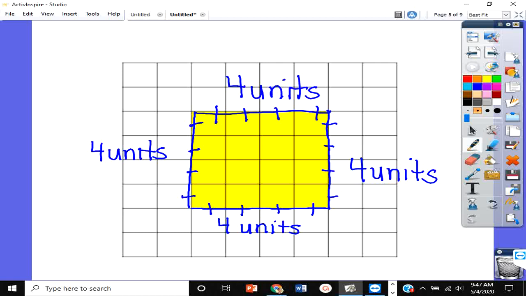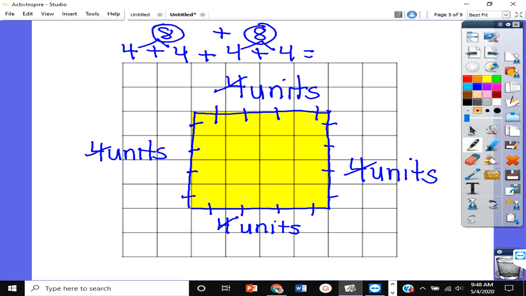So to find the perimeter, I am going to add up all of those sides, writing them down in a number sentence. 4 plus 4 plus 4 plus 4. And I'm going to chunk my numbers to help me add a little bit easier. 4 plus 4 is a doubles fact of 8, and 4 plus 4 is another 8. So 8 plus 8 gives you a total of 16 units. Okay, make sure your label is next to your number.